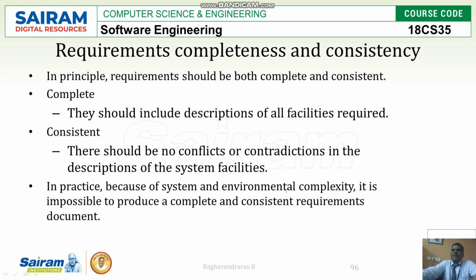So always the requirements should be complete and consistent. What do we mean by complete and consistent? Complete means they should include descriptions of all facilities required. What exactly is required should be given. Consistent means there should not be any conflicts or contradictions in the descriptions.